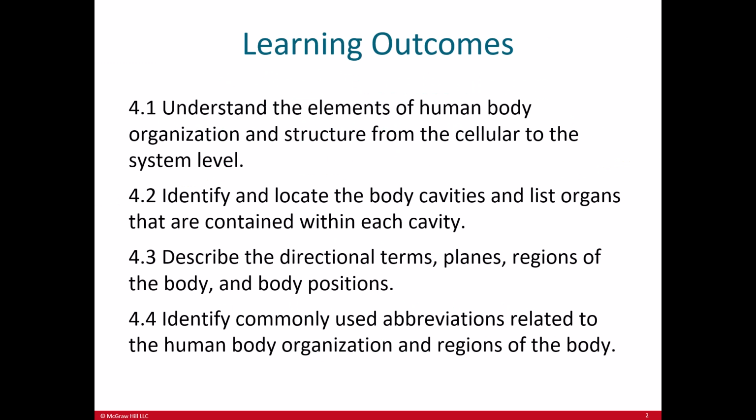Learning outcomes for Chapter 4 include 4.1, understand the elements of the human body organization and structure from the cellular to the system level. 4.2, we're going to identify and locate the body cavities and list organs that are contained within each cavity. 4.3, we will describe the directional terms, planes, regions of the body, and body positions. And finally, 4.4, we will identify commonly used abbreviations related to the human body organization and regions of the body.